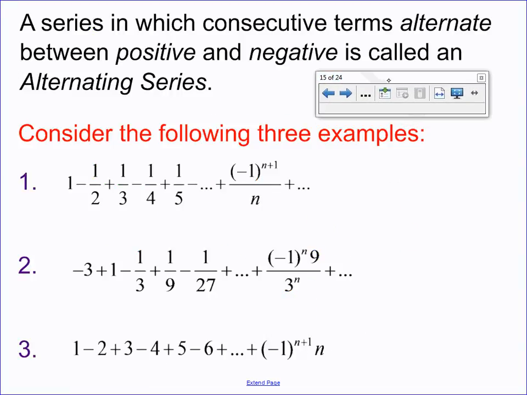I love that. A series in which consecutive terms alternate between positive and negative is called an alternating series, and we've seen alternating series already, particularly with our power series representations for sine of x and cosine of x, right? We had x minus x cubed over 3 factorial plus x to the 5th over 5 factorial. We also saw it with our cosine, right, 1 minus x squared over 2 factorial plus x to the 4th over 4 factorial minus ... So an alternating series has terms which alternate in sign.